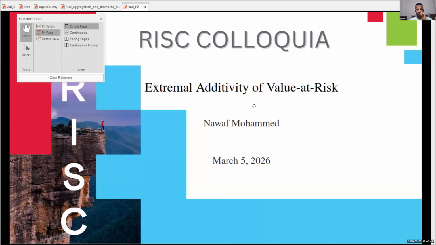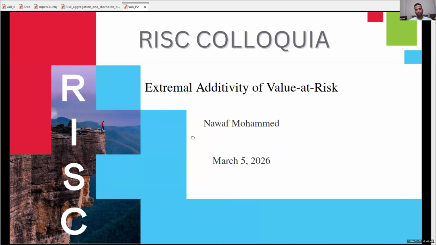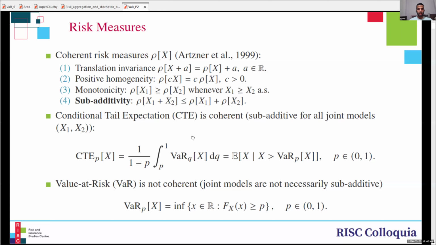Okay. So the topic will be about extremal additivity properties of the value at risk. And we will define these properties soon. But before we do that, let's take a refresher on risk measures in general. As you all know, probably from your previous studies or your current studies, we usually want to work with risk measures that capture the financial structure or the properties of financial products or financial phenomena. And those properties, they come together to give us the coherent set of risk measures.